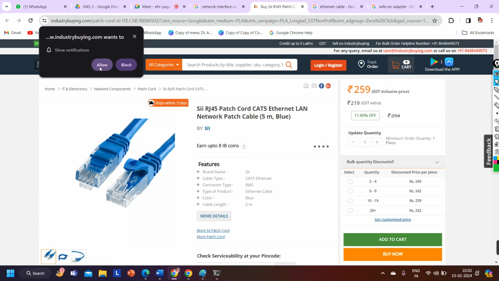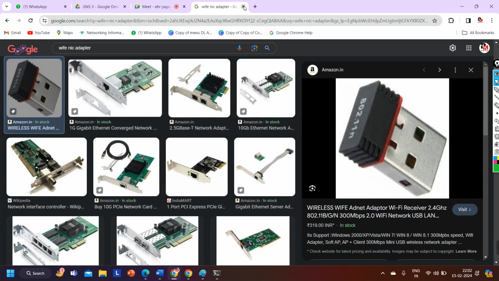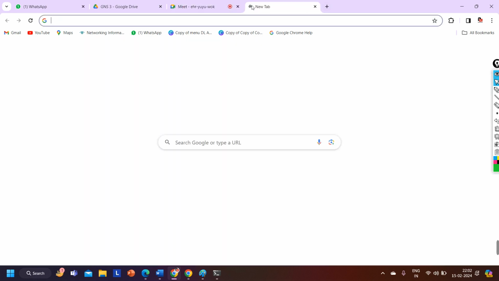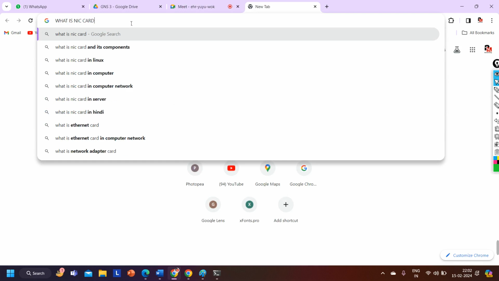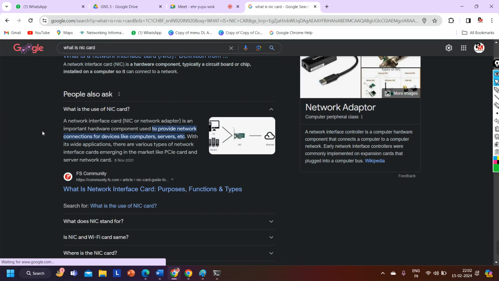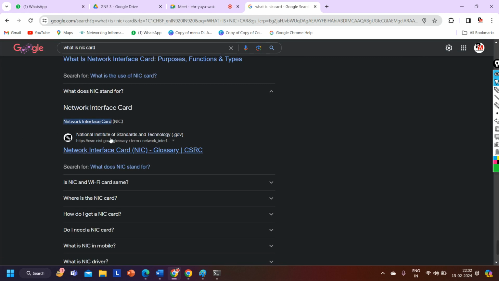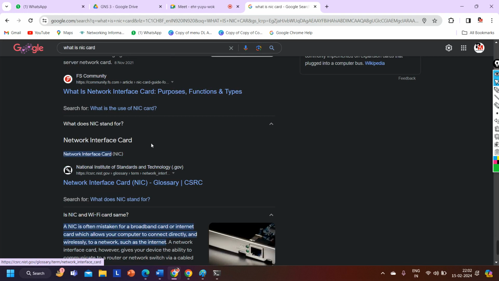Okay, so this, guys, is the first networking device, that is NIC. After the class, please spend at least 10 minutes to learn about NIC. Whenever you are learning new topics, you should type it in Google, like what is a NIC card, what is the use of a NIC card. You can spend 2 to 3 minutes over here, then click over here, spend some time over here. Just check 2 to 3 links, that is enough. You will get sufficient knowledge about the NIC.